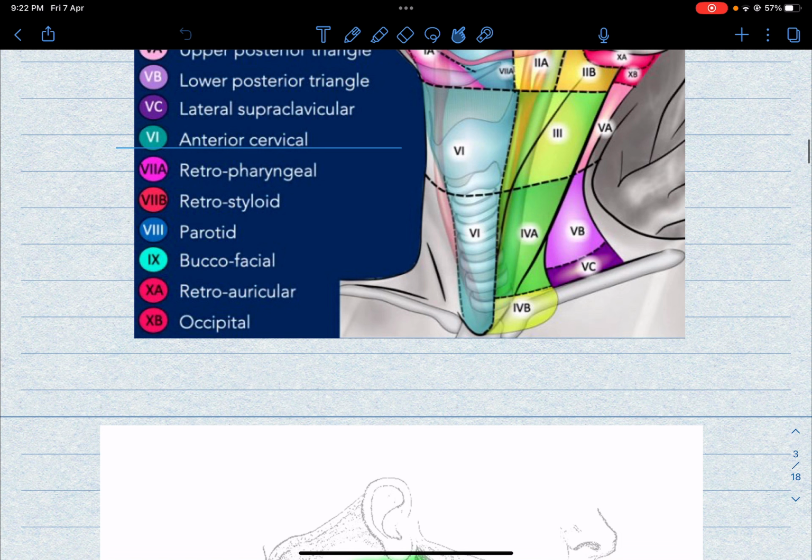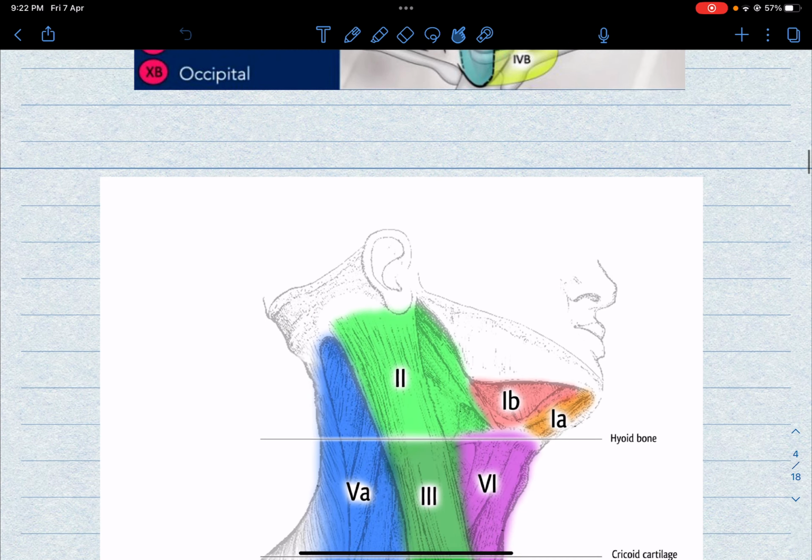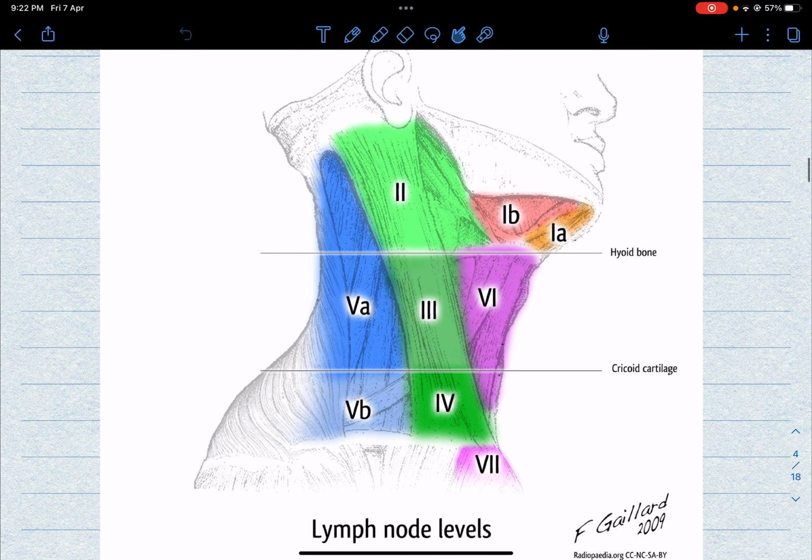Hey y'all, I'm going to talk about the levels of the lymph nodes. First of all, we're going to talk about landmarks of the neck. That will make it easy to just go through the levels of the lymph nodes. So first of all, the neck landmarks.